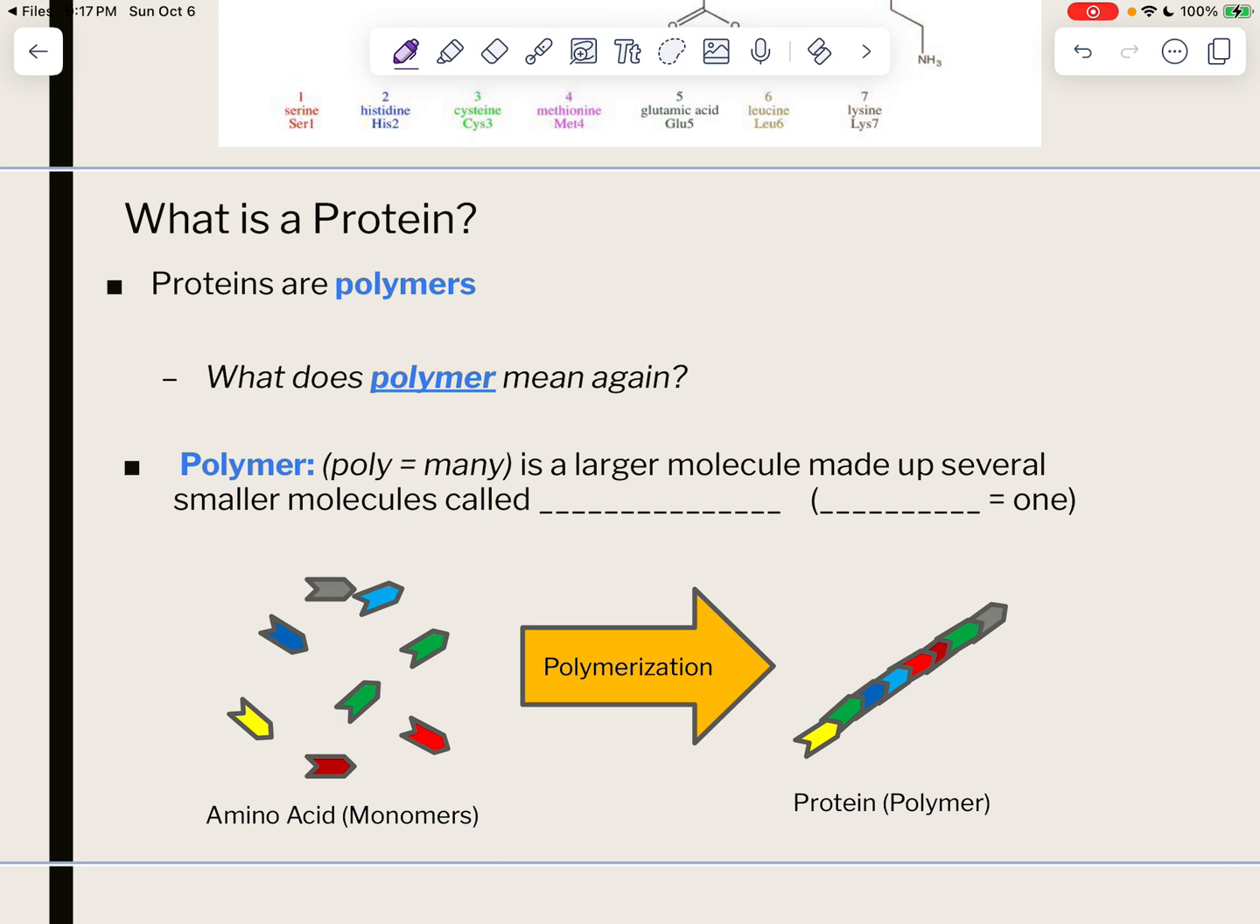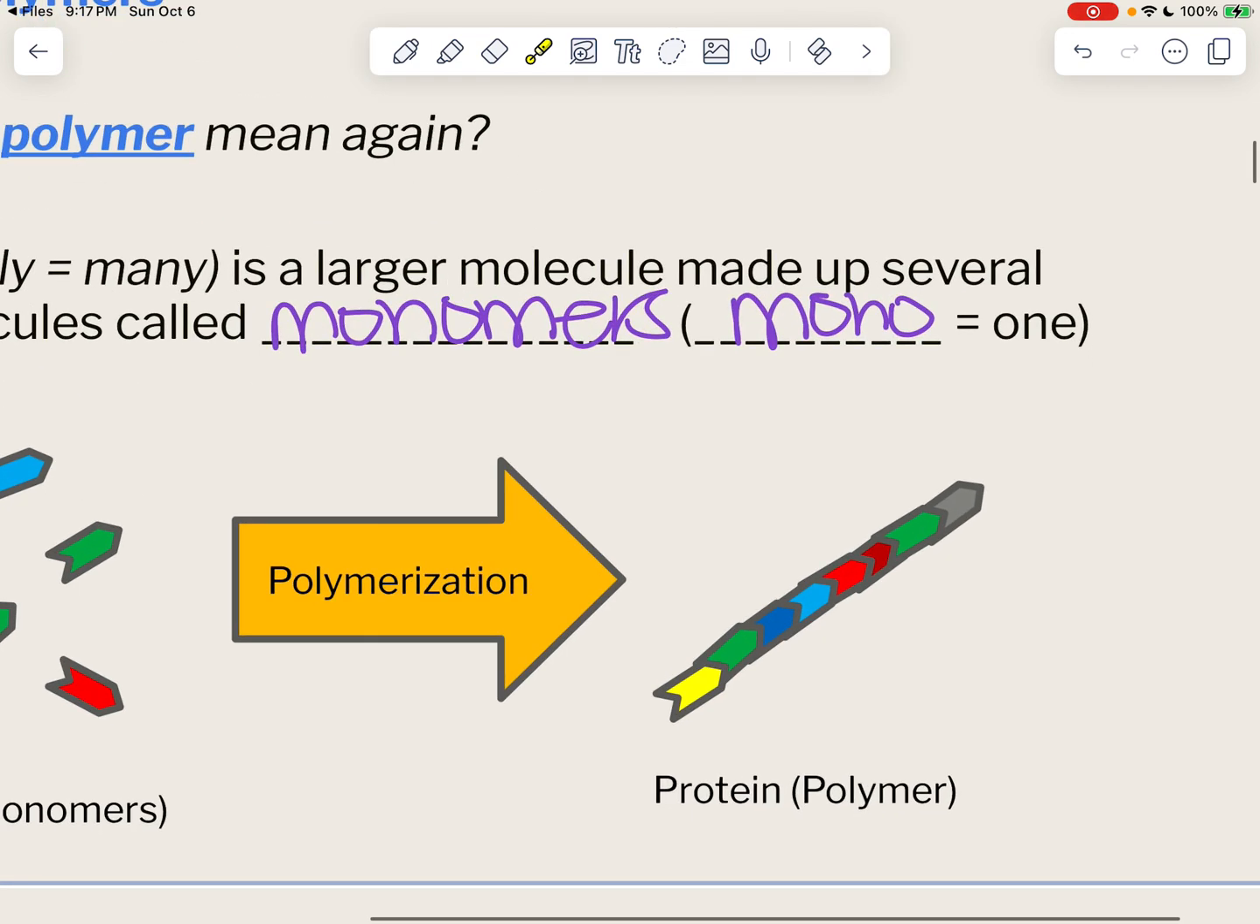Proteins are polymers. Polymers are going to be a larger molecule made of several smaller molecules called monomers. Mono is a prefix that means one. So if I have these amino acids, all of them are considered monomers, and I polymerize them by using dehydration synthesis. Dehydration synthesis would bond each one of these together with one bond, one water lost. So I have 1, 2, 3, 4, 5, 6, 7, 8 amino acids bonded together in this protein polymer. So that means I have 7 waters lost as a reminder.